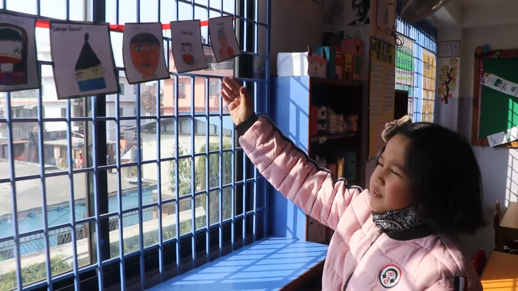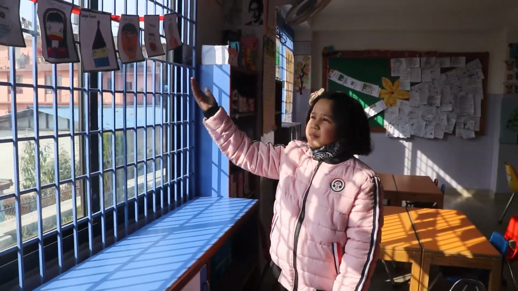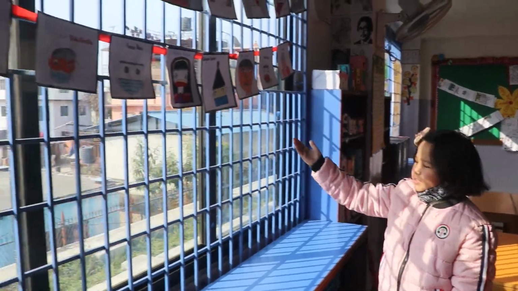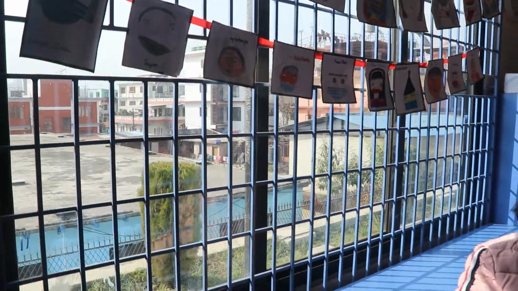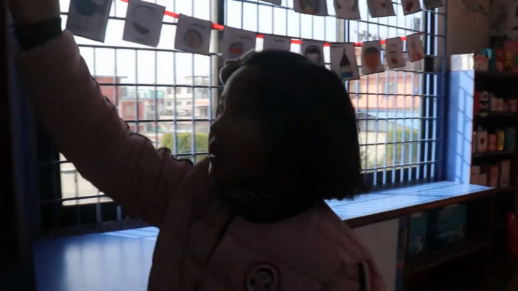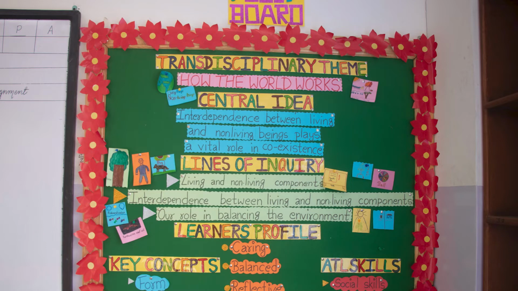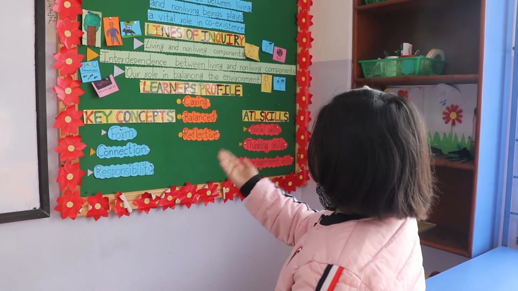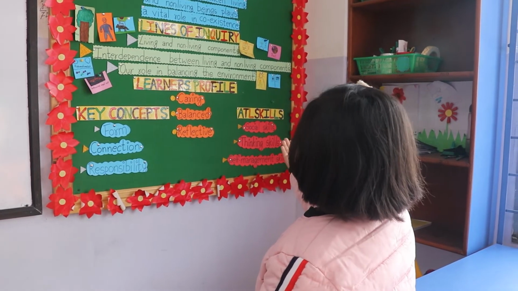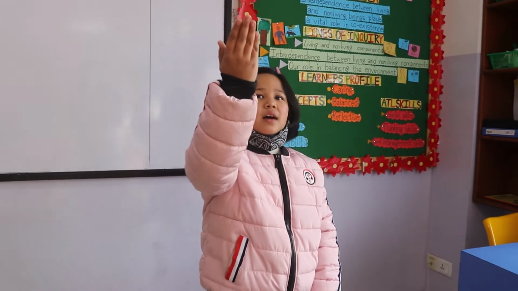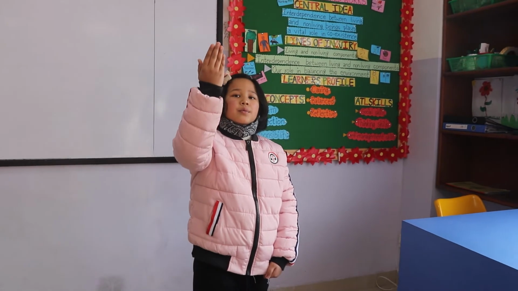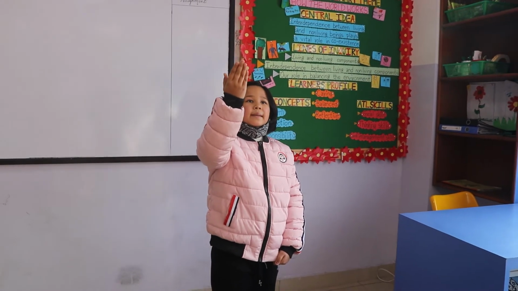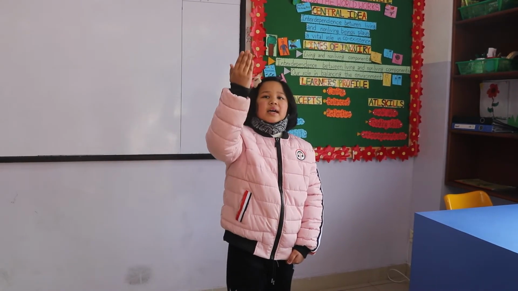This is our face portrait. We make our face portraits. Here is our unit board. There are TD theme, central idea, lines of inquiry, learner's profile, key concepts, and skills. Over here is our wall hanging. We made this wall hanging during the inquiry cycle.